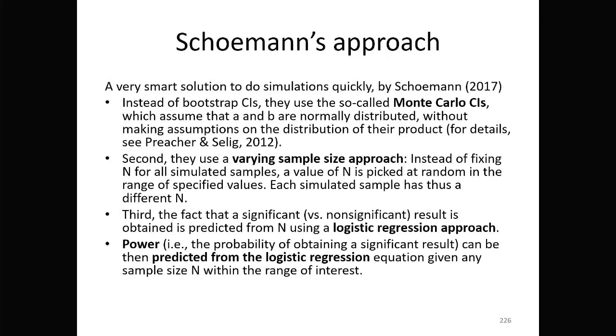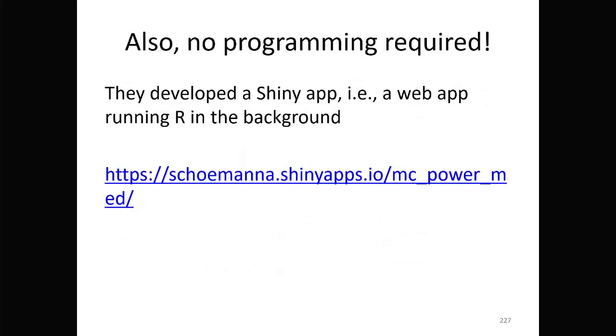And then the power is defined not as the simple proportion of successes, the rejections of the null hypothesis over the total number of trials, but as the predicted value of the logistic regression for that sample size. Another good thing is it doesn't require any programming because Schoemann created a Shiny app. A Shiny app is just an app that runs R under the hood, but has a convenient interface. So if you click here, you can open the Shiny app.